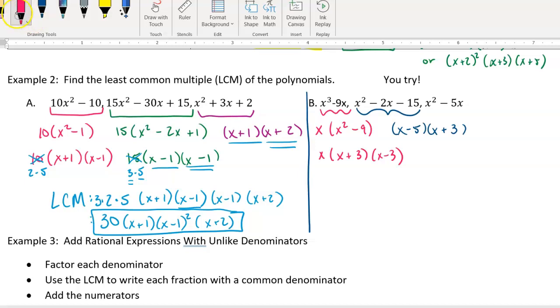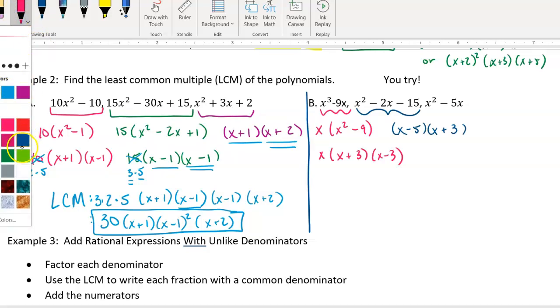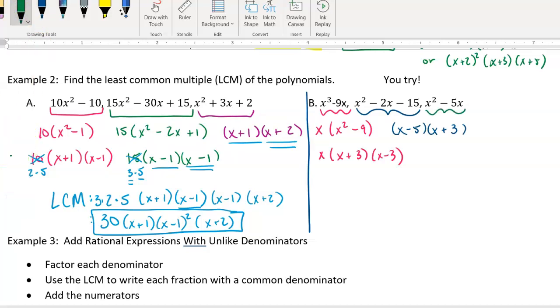And then let's look at that last one there. So this one, we would factor out an x, and that leaves us with x minus 5. That's not a difference of squares, so we can't do anything more with that.